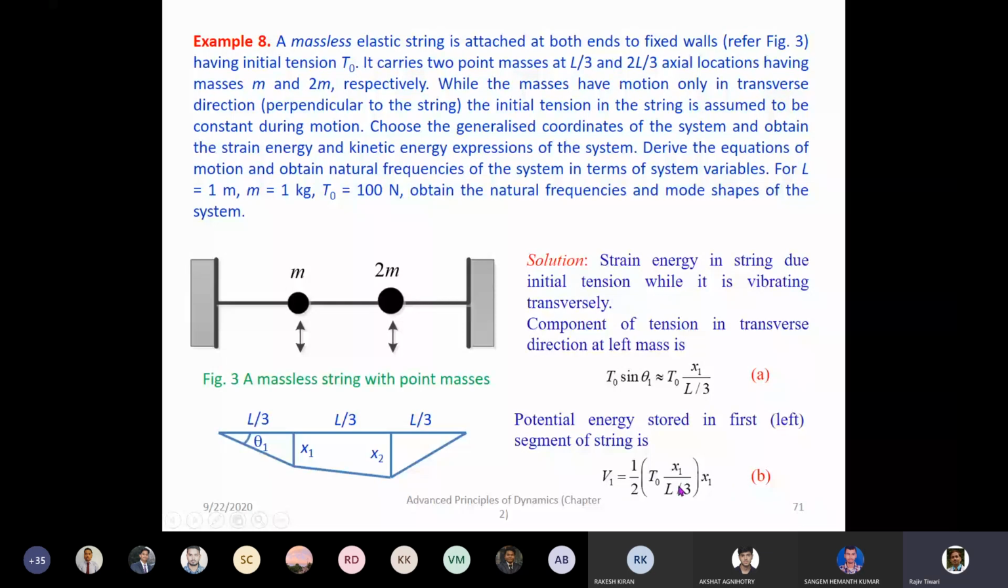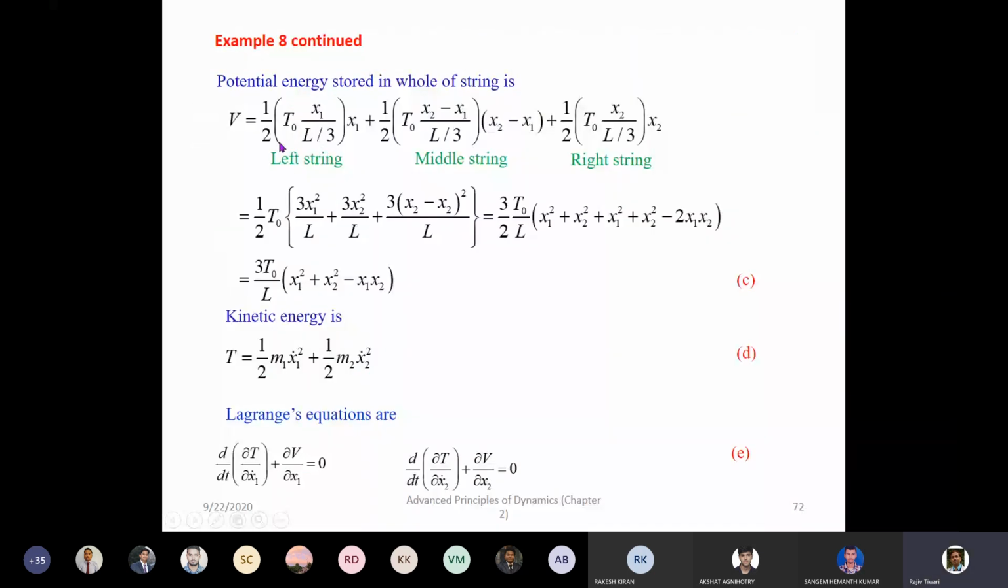The potential energy: I'm obtaining the component of the force along the displacement direction of the string, x1, and then I'm multiplying by the displacement, and the half is giving us the potential energy stored in the first part of the string. So once we have this concept clear, we can obtain the potential energy stored here and here. So let us see. This we already derived in the previous slide for the left string.